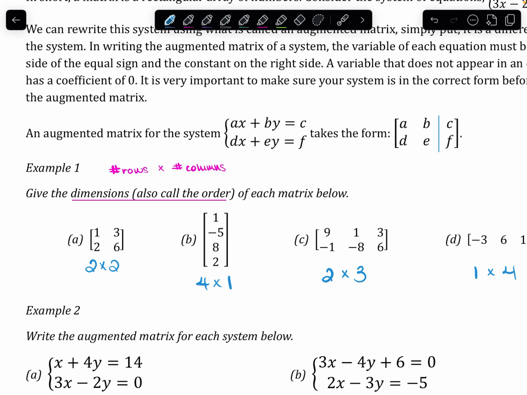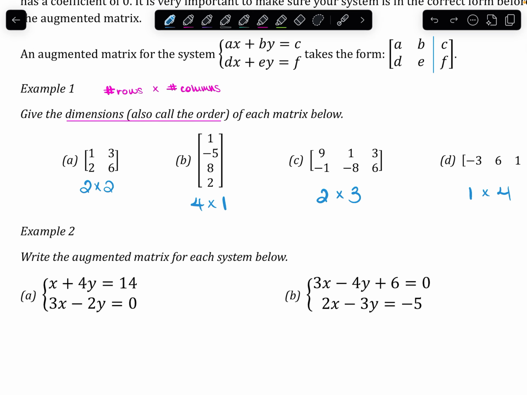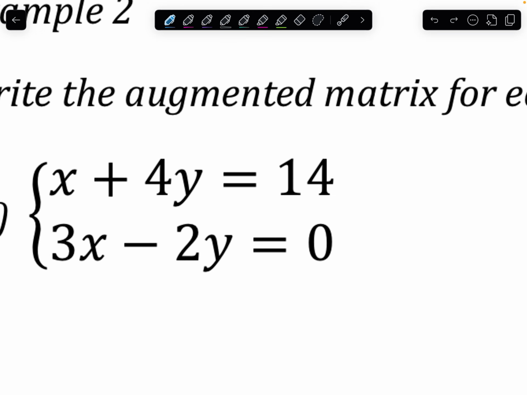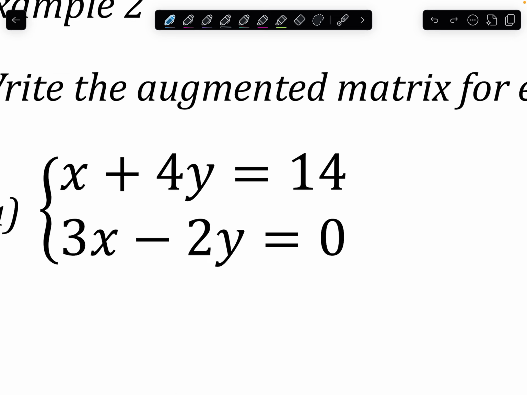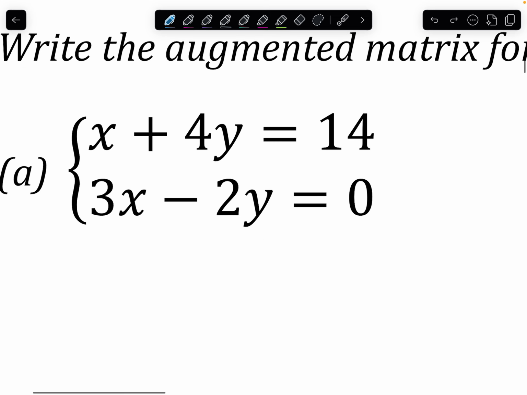All right. Example 2, write the augmented matrix for the system given. So that's where we're going from a system over to an augmented matrix. Make sure your equations are in the correct format before you write it, or you'll have signs wrong. The equation should be x followed by y, the equal sign, and then the constant. So if I look at my 2 equations, they are in the correct format.